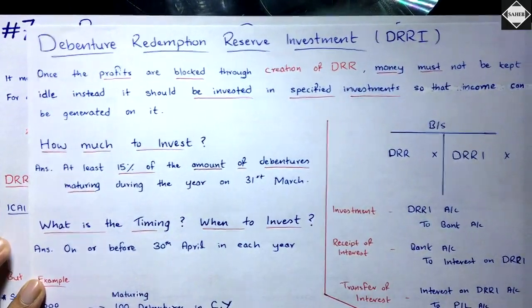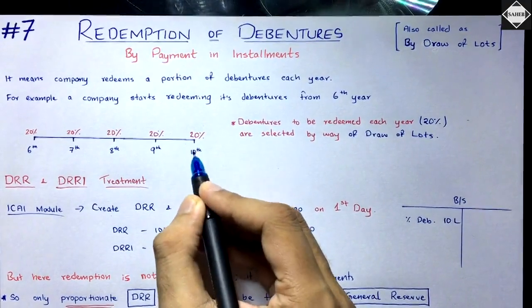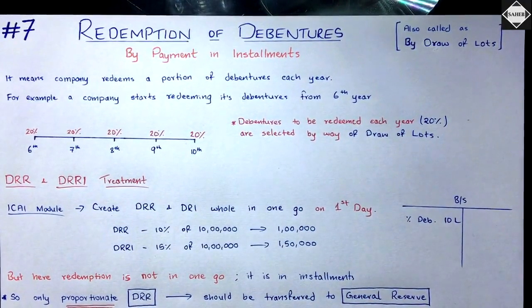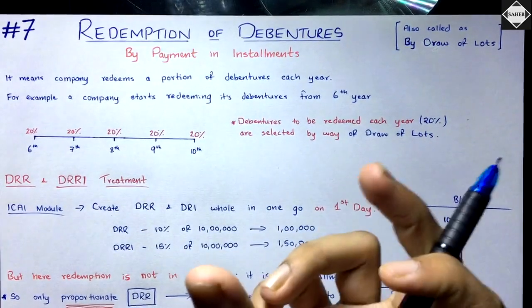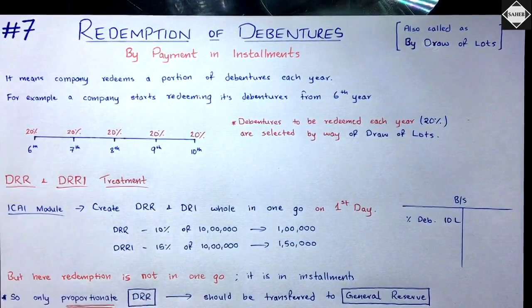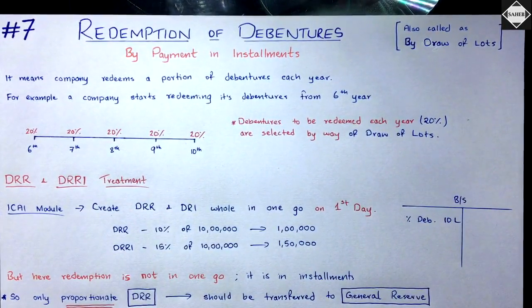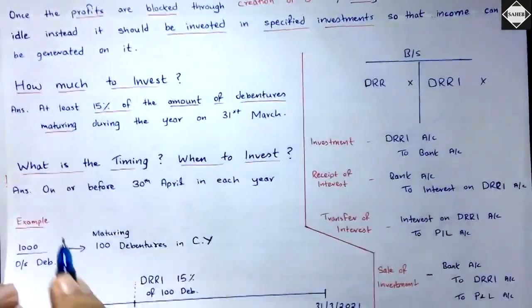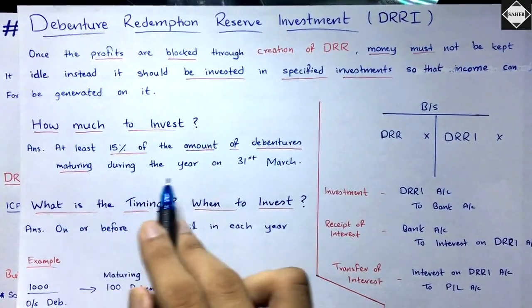But what if in the question, let's take the same example, 20% of the debentures are maturing in the 6th year, and you are saying to create the entire DRI of 1,50,000 in the beginning only, before the 6th year? Isn't that wrong? Yes, it seems wrong, but it's not wrong. Why? Because see the rule: you have to create, on or before 30th April in each year, at least 15% of the amount of debentures maturing during the year on 31st March.